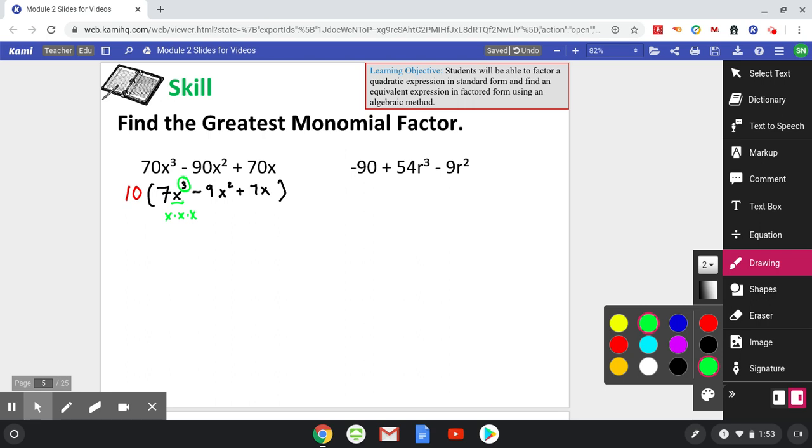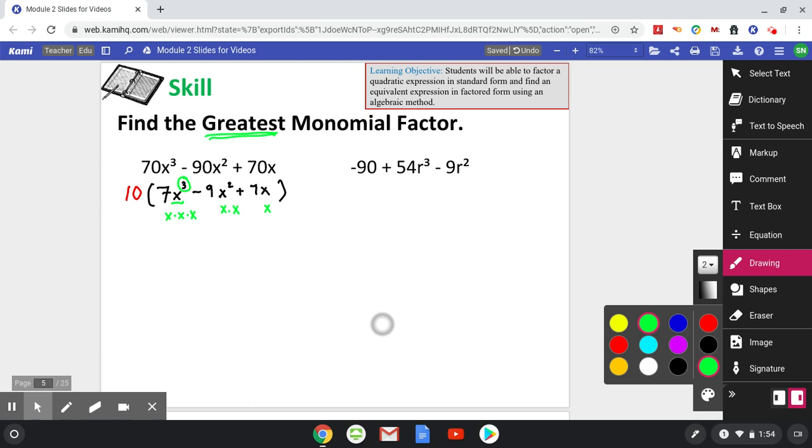Similarly, on the next one, we have x squared. That means we have x times x. And on the last one, the 7x, we only have 1x. Since our goal is to find the greatest factor, we have to look at each of the terms. The first, 7x cubed, has 3 x's. The second one has x squared. That's 2 x's being multiplied. And the last one only has 1x. So what is the most that they have in common? The most that they have in common is one of them.